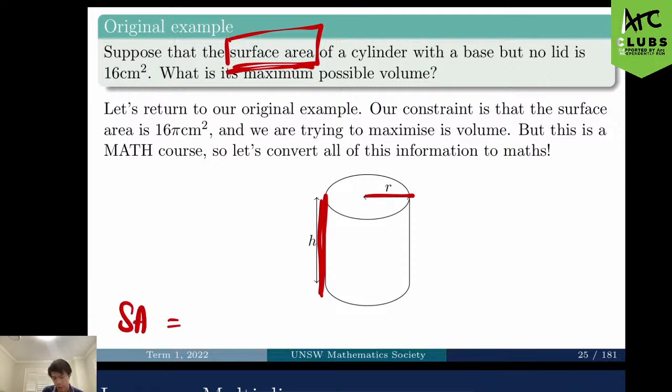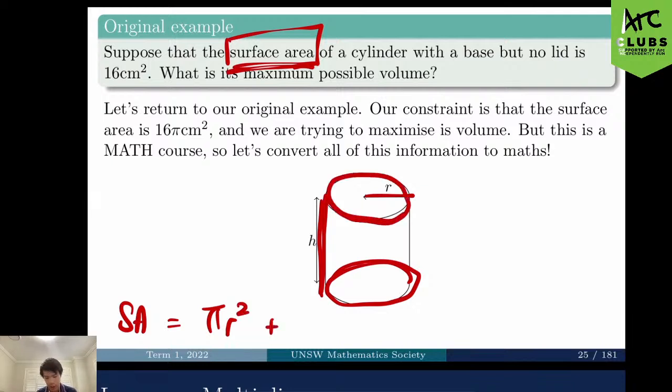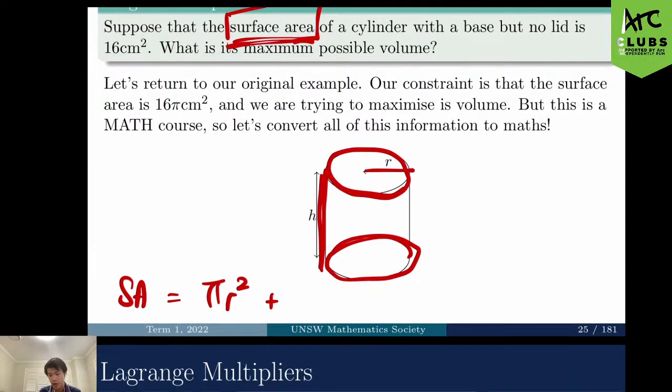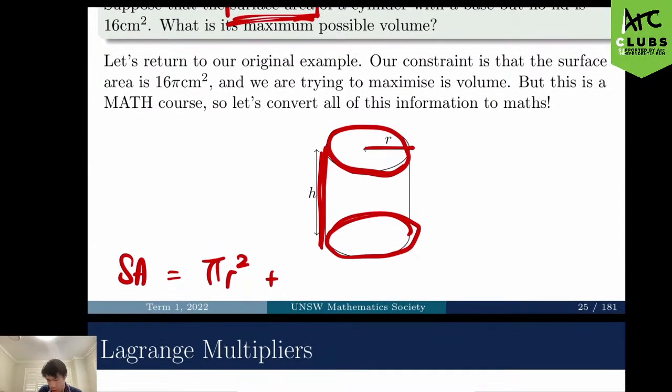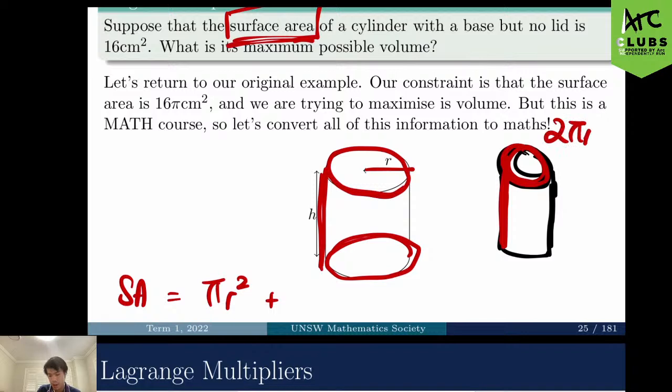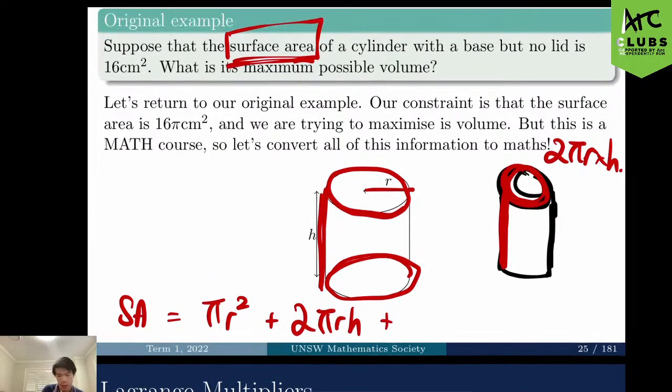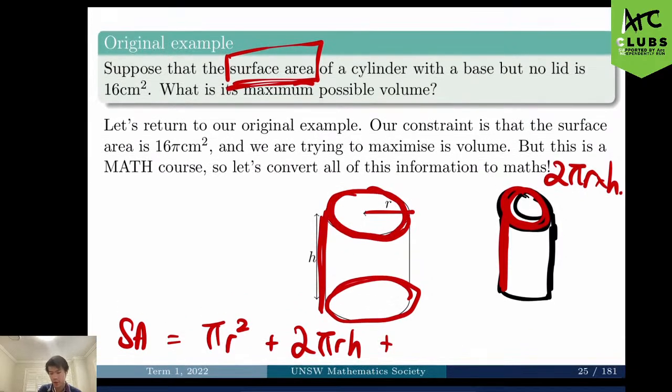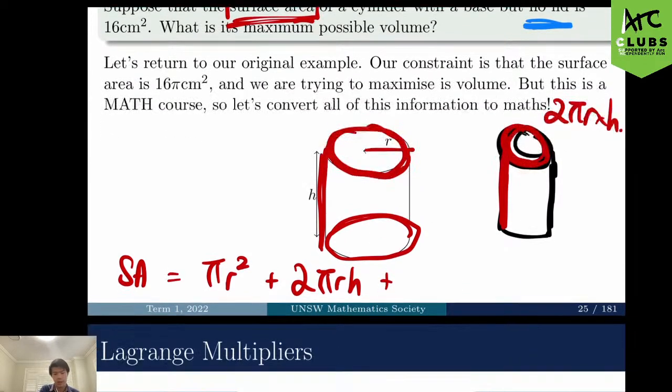Well, it's got a base, so that's going to be pi r squared. It needs to have the part around the cylinder, otherwise it's not a cylinder. Let's draw it out. It's going to be equal to this length over here times the height, so the length is 2 pi r times the height h. I would love to add the top, but it tells us the cylinder has no lid. So basically this is our surface area.